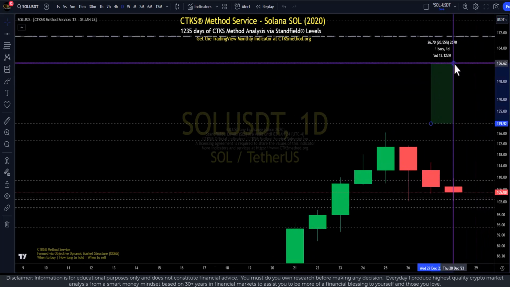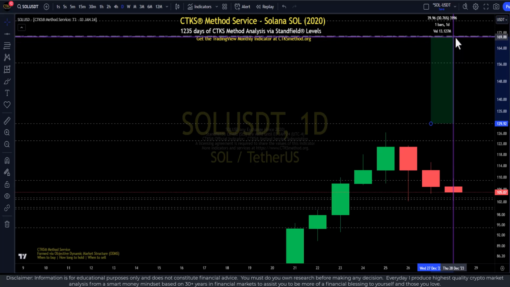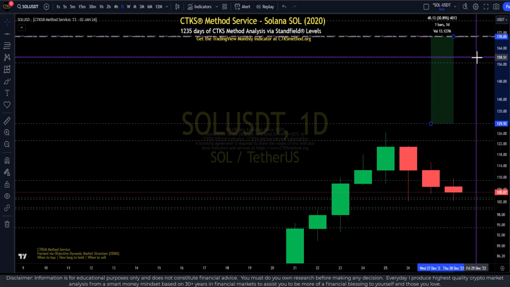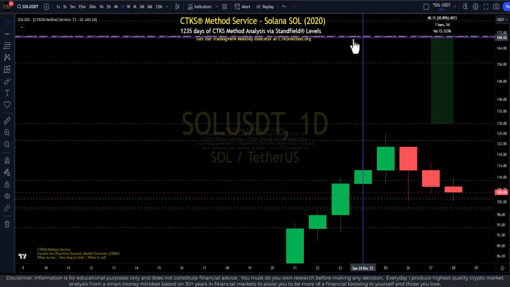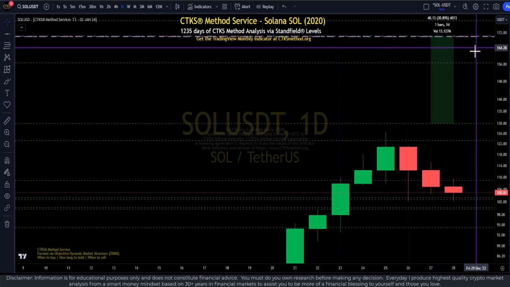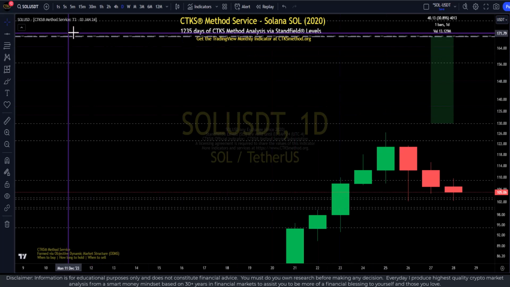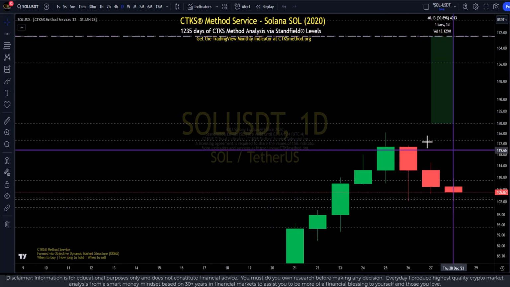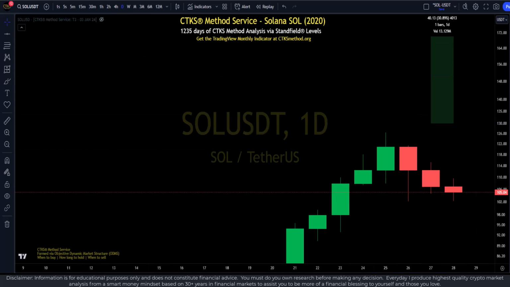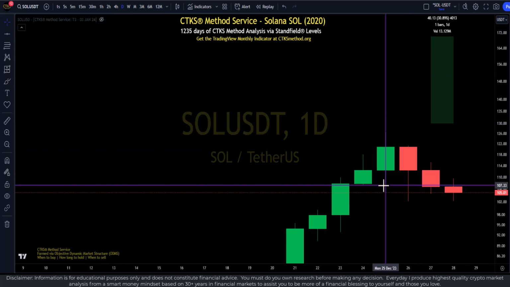Where is the real resistance inside Solana's price action? It's right here at that 170 mark, and that is strong. That strong resistance right there could stop Solana dead in its tracks. When you have these CTKS method levels, these SLs, you literally have X-ray vision. Can you imagine saying something like that without the indicator?